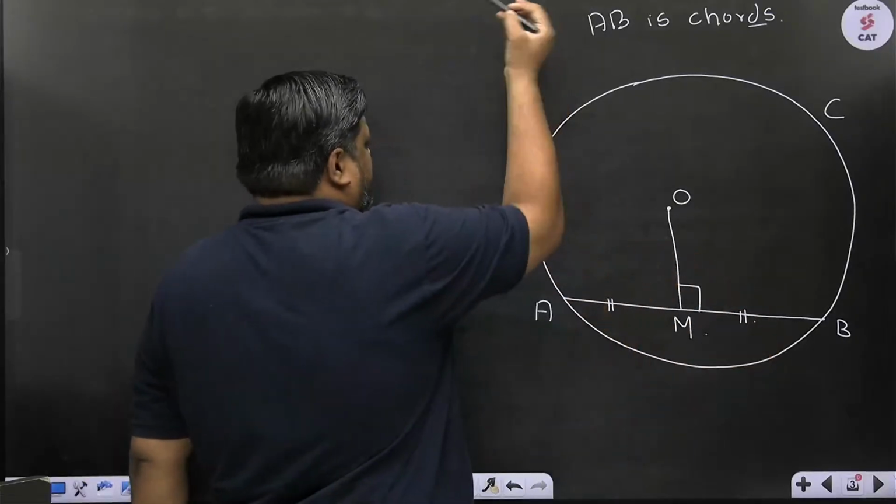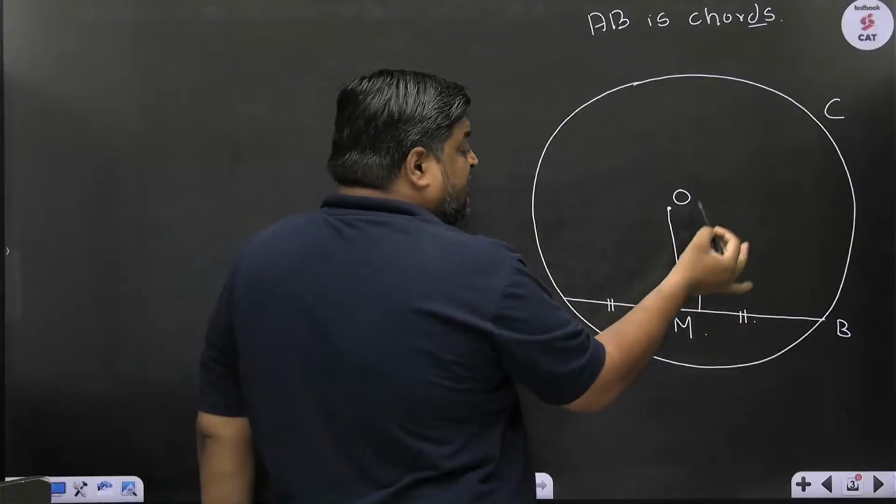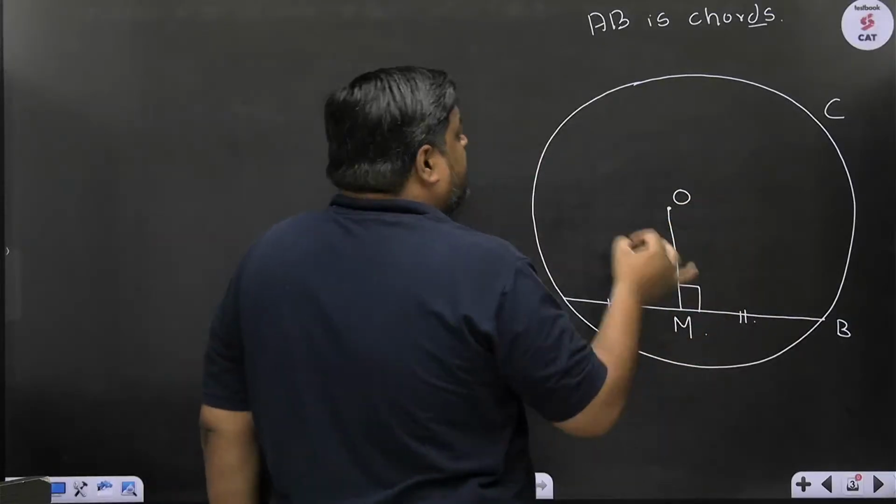Okay, this will be the first property. What? The perpendicular from the center to a chord bisects the chord.